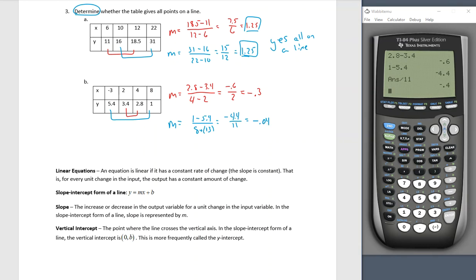You were probably screaming at me the whole time. All right, there we go. Make the decimal bigger. It looks like it matters. So these are not all on a line.